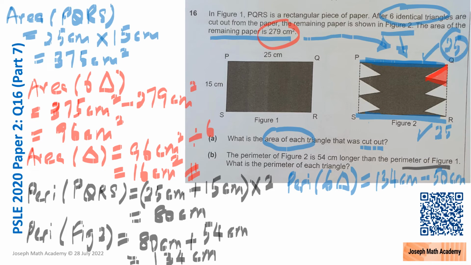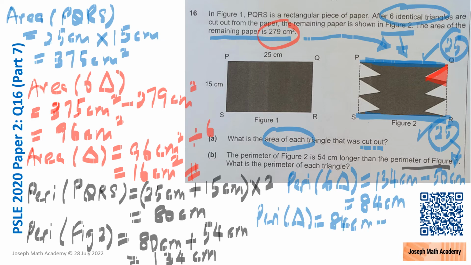So we take this one, add this one to give us 50. So 134 cm minus 50 cm gives us 84 cm. Okay, now to find out the perimeter of one such triangle, we just take 84 divided by 6. Now when 84 is being divided by 6, we obtain 14 cm. Now 14 cm is not the answer yet. Why is that so? Okay, this is the reason. 14 cm is merely here.